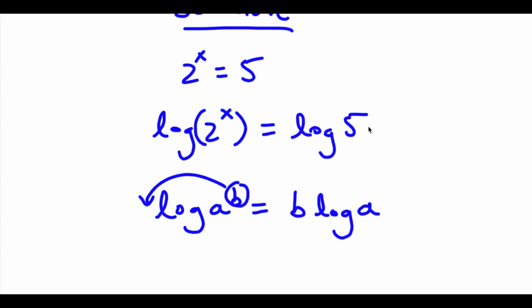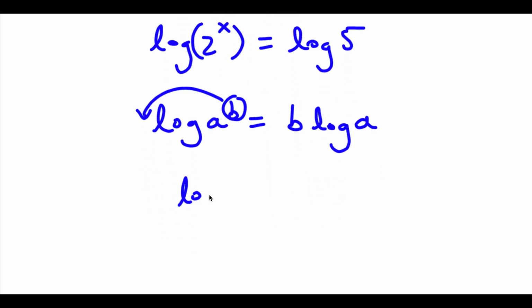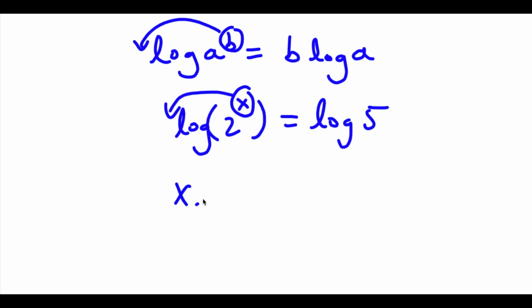So now what we did is we're going to use this property, and we are making x a real term. And now it's going to be really easy to solve for x. So now, from log 2 to the power of x is equal to log 5, by using this property, I can move x to the front. So now I have x times log 2 is equal to log 5.